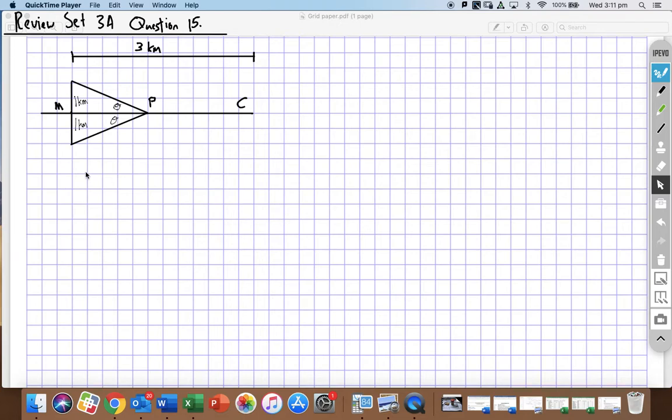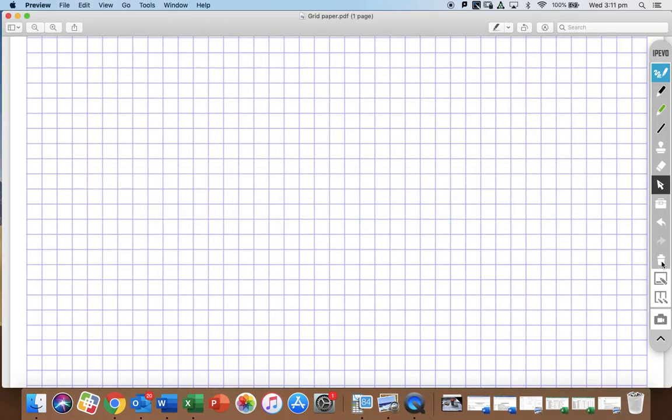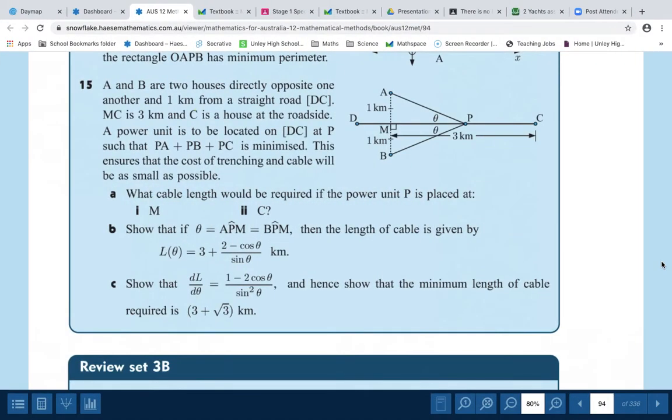Okay, hi Year 12s. I'm looking at review set 3A question 15. And the setup here, let's actually look at the question because it's in the book here.